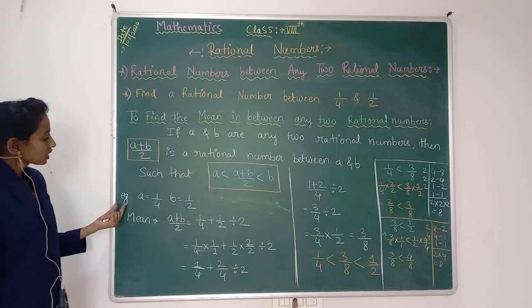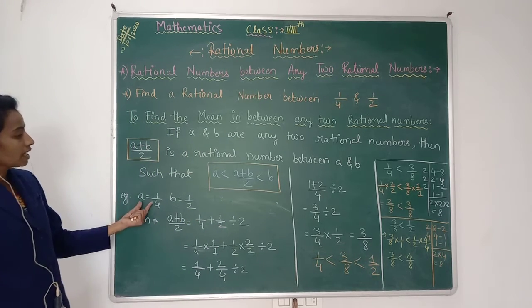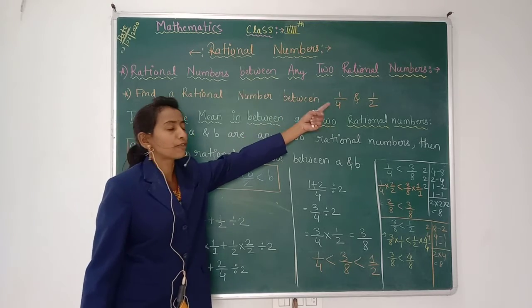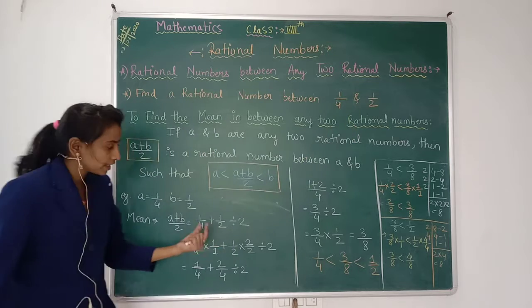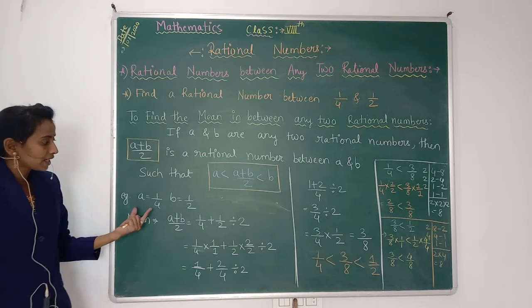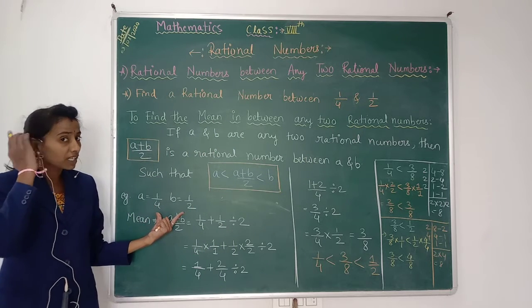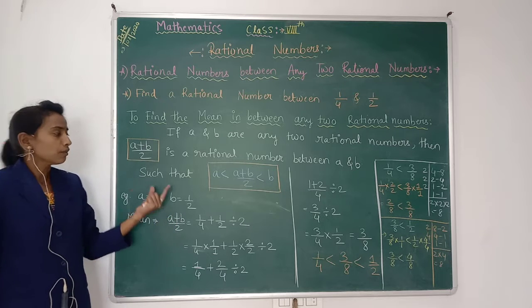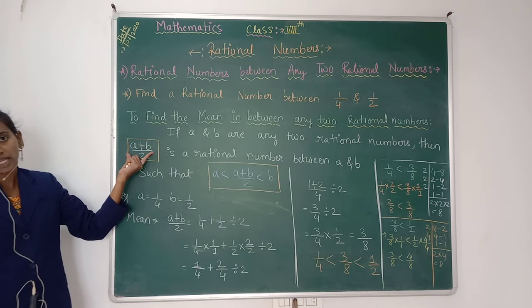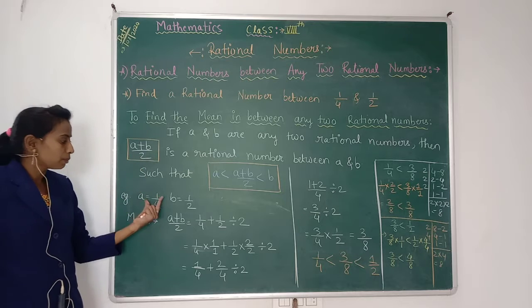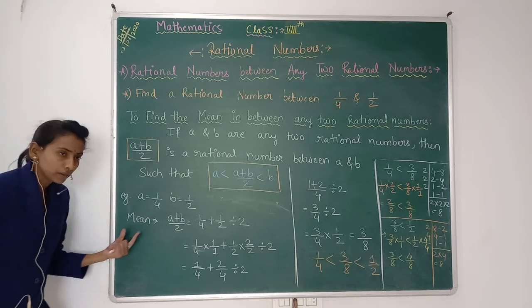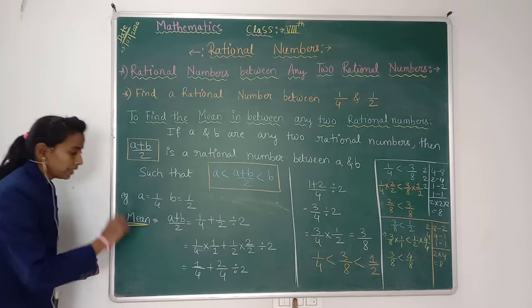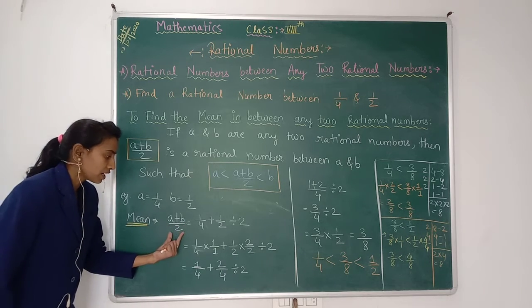So our example: A is 1 by 4, one rational number, and B is equal to 1 by 2, another rational number. Now we are finding the rational number in between these two, which means we are going to find the mean. So put the A and B values in this formula, which is called the mean. So A plus B divided by 2.